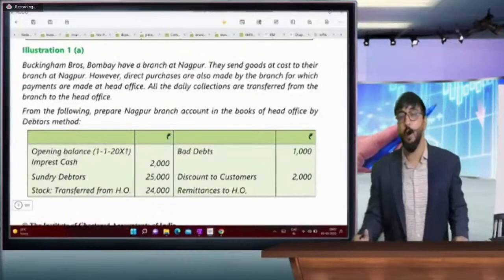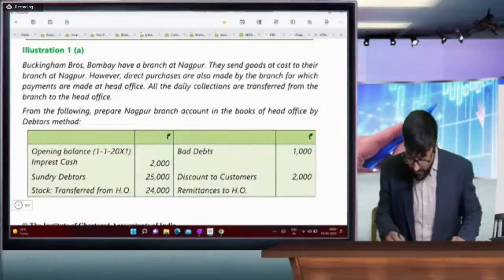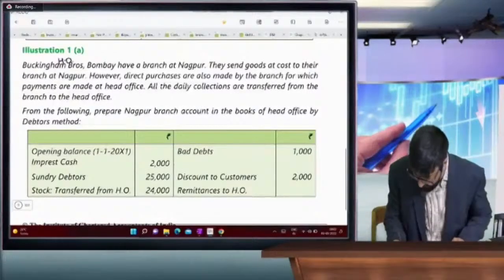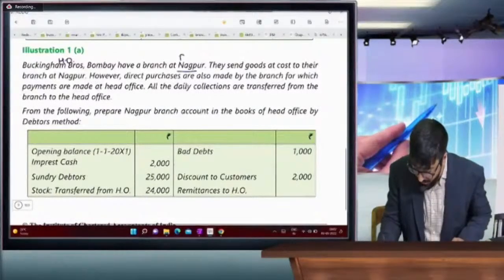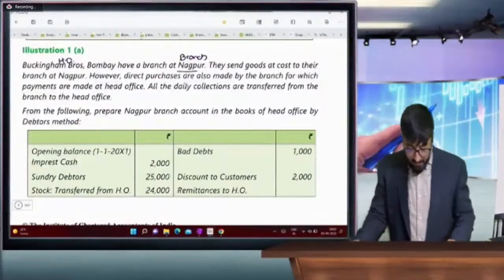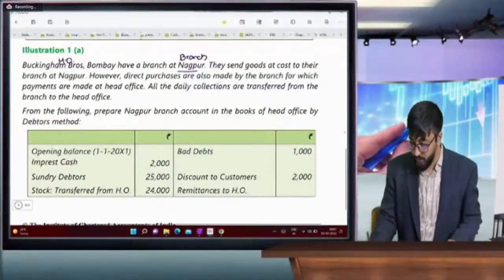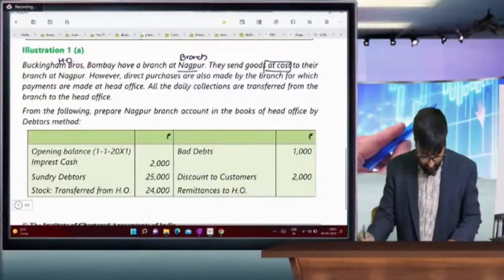Buckingham Brothers, Bombay, have a branch at Nagpur. So beta, who is the head office? Bombay. And who is the branch? Nagpur. They send goods at cost to their branch at Nagpur. So underline "at cost".